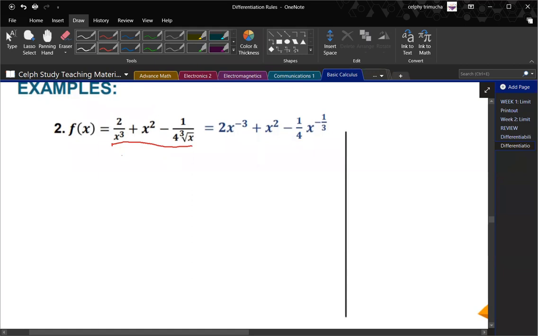So ang 2 all over x cubed, since ara sa dalom nga x cubed pasaka naton, we will have 2 x raised to negative 3 plus capital lang x squared kay okay naman ang iyang form. For the 1 all over 4 cube root of x. So i-separate ang 1/4, so we will have negative 1/4. Then ang aton nga cube root of x, 1 all over cube root of x.